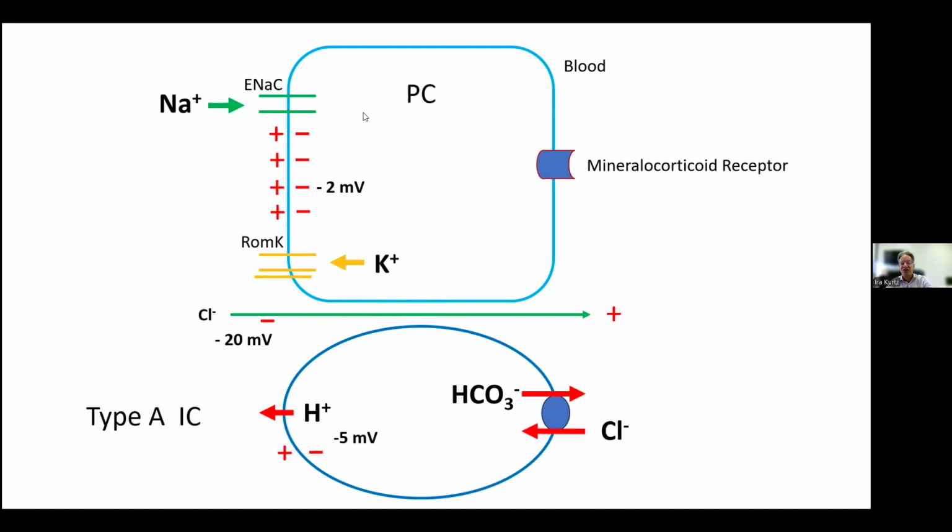So we have enhanced sodium absorption, enhanced chloride absorption, and enhanced K secretion and enhanced proton secretion. The enhanced sodium chloride absorption causes the volume expansion and your hypertension in these people.